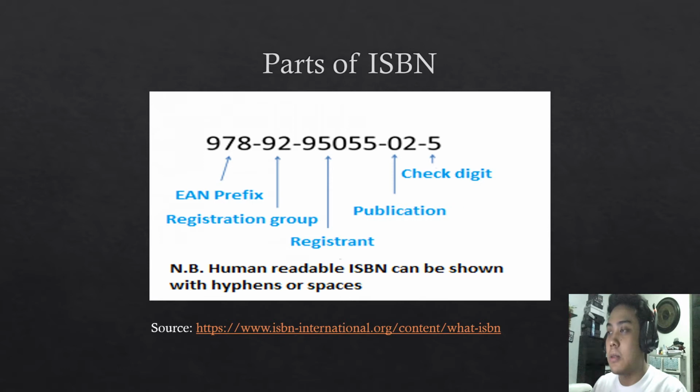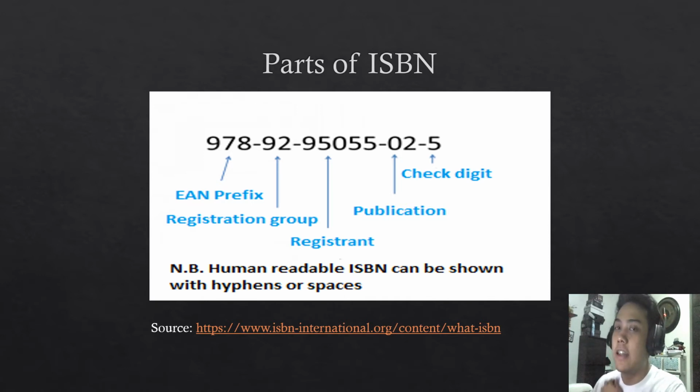The next part of the ISBN is the registration group. This is the part that identifies the geographical location or the language the book was published in. The next part is the registrant, which identifies the publisher of the book. The next part, this 2-digit number, is known as the publication, which identifies the edition of the book published.